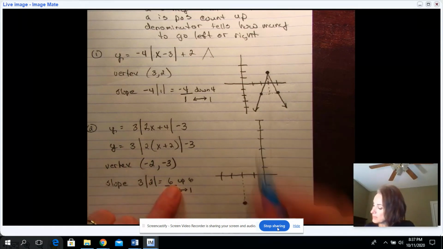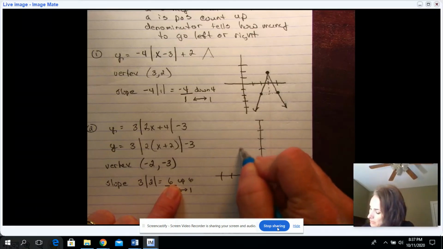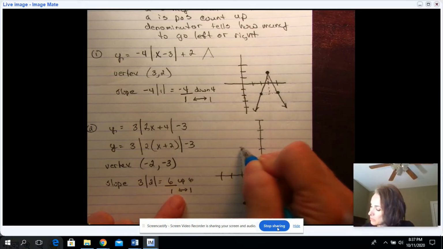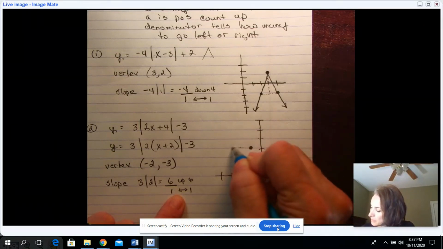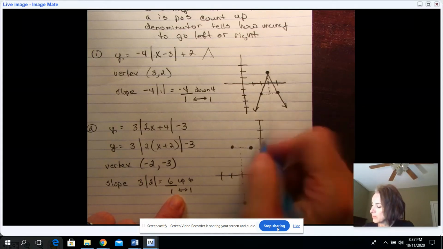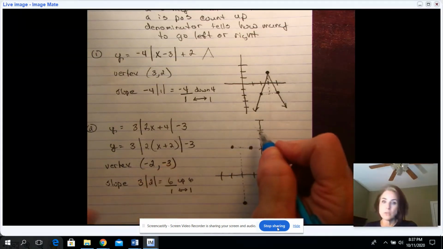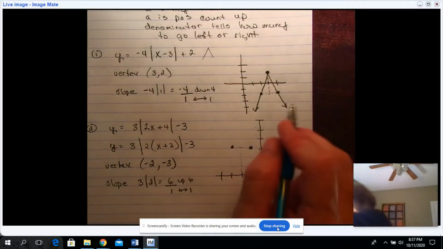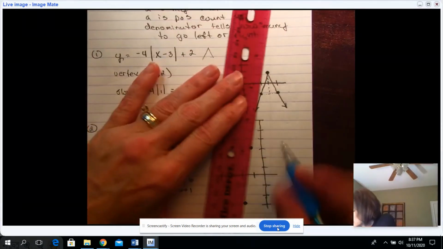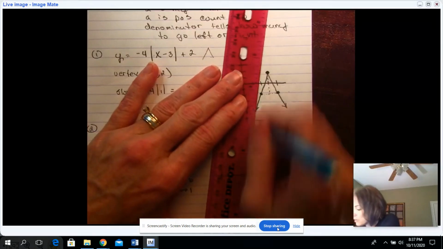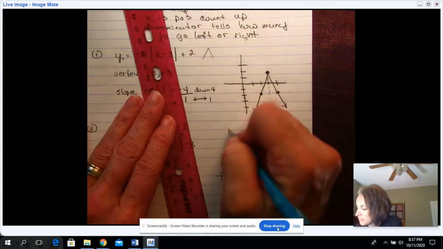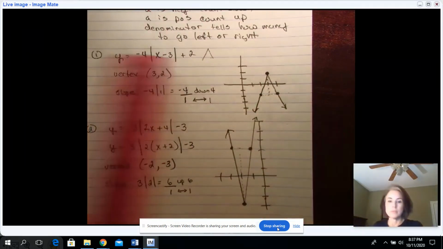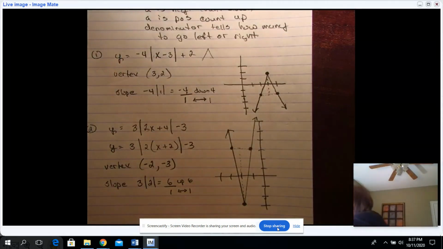Now I have to rise 6. So 1, 2, 3, 4, 5, 6. And then I'm going to go to the right one and to the left one. And there we go. And then using a ruler would be best. So if you have a ruler or a straight edge, you can draw your lines. So there you go. So that's what that one would look like.